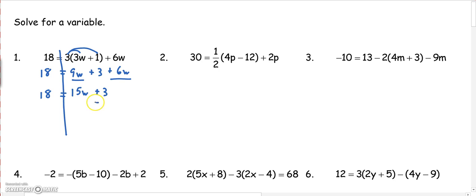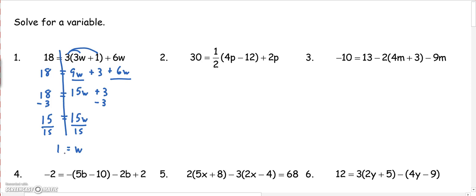Next step, I need the inverse of addition, so I'm going to subtract 3 from both sides. 15 equals 15w. And then to get w by itself, we're going to divide by 15. So w equals 1.